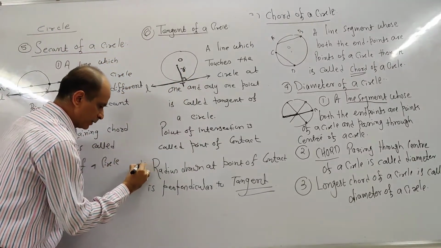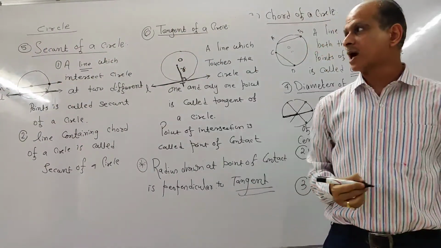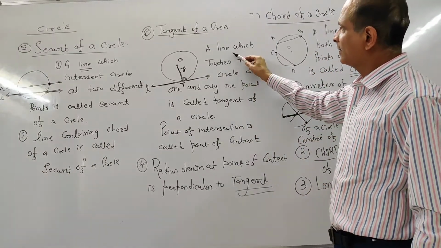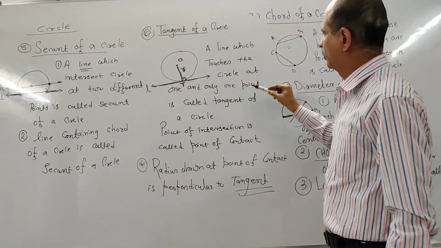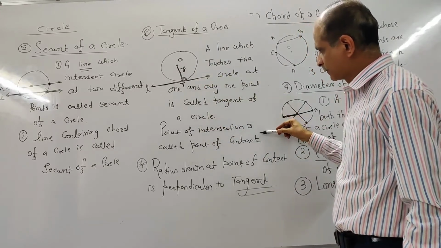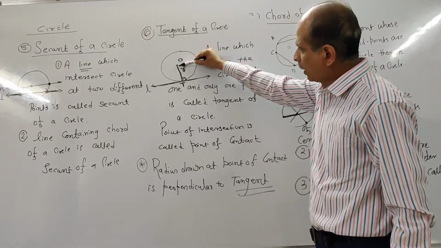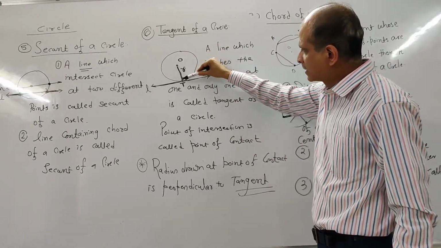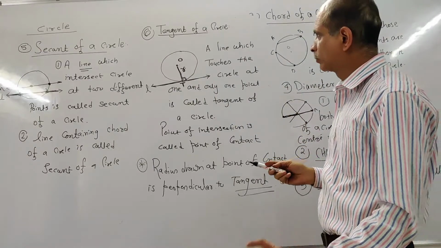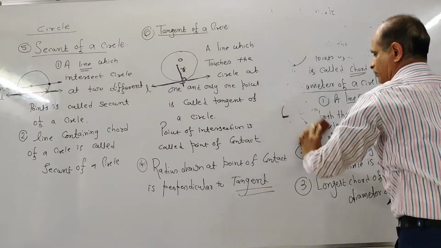One very important result, and you have to use this result to solve many examples of this chapter. So a line which touches the circle at one and only 1 point is known as tangent of a circle. The point of intersection is known as point of contact, and a radius drawn from the center to the point of contact is always perpendicular to the tangent. Well, so let me start concept number 7 of this chapter.